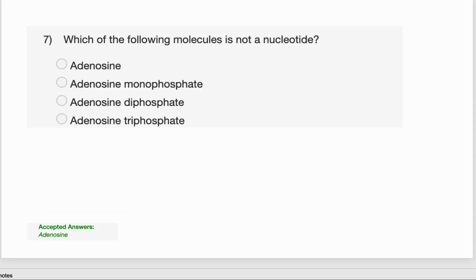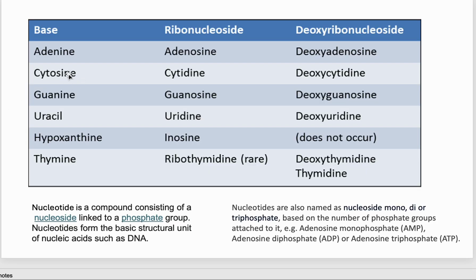The next question is, which of the following molecules is not a nucleotide? Adenosine, adenosine monophosphate, adenosine diphosphate, and adenosine triphosphate. The correct answer is adenosine because that is a nucleoside. A nucleotide is a nucleoside when it's attached to a phosphate group. You can see when the base is adenine, the nucleoside becomes adenosine, and the deoxyribonucleoside becomes deoxyadenosine. So this is for nucleoside.